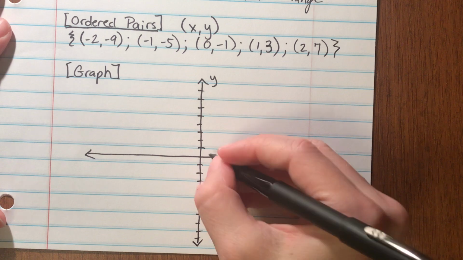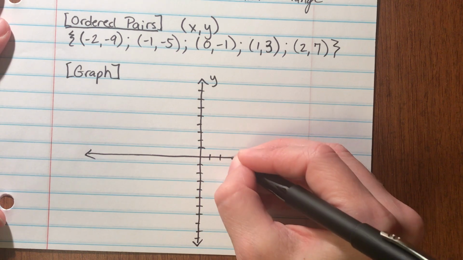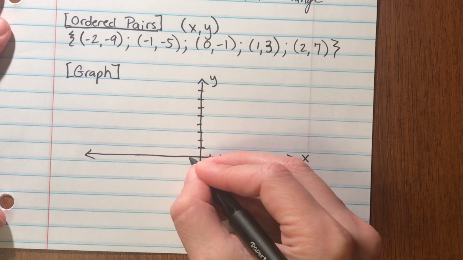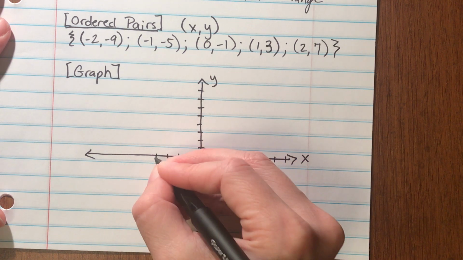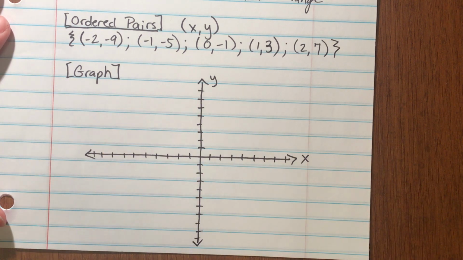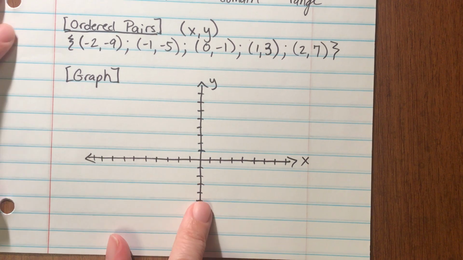And then about the same amount of space, I'm going to go side to side. So it doesn't have to be perfect, but try to keep it nice and neat. So I'm just going to draw off some tick marks that direction, evenly spaced, about how I drew my y's in. All right, and so now I'm just going to fill in my ordered pairs.